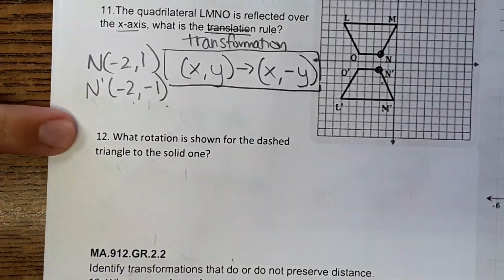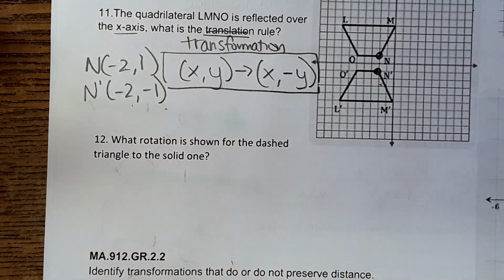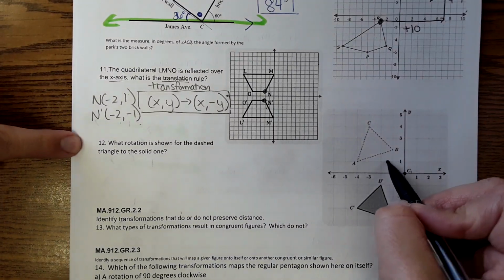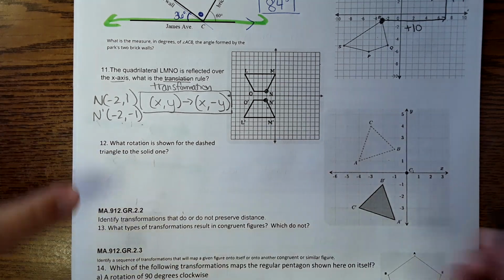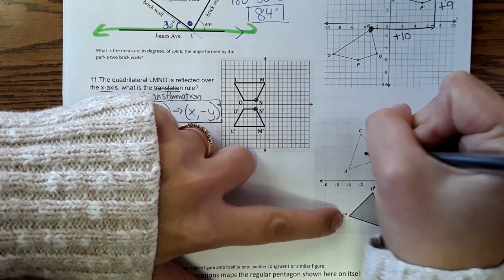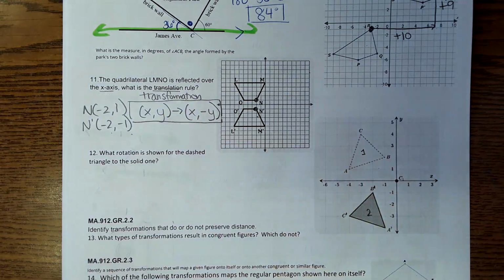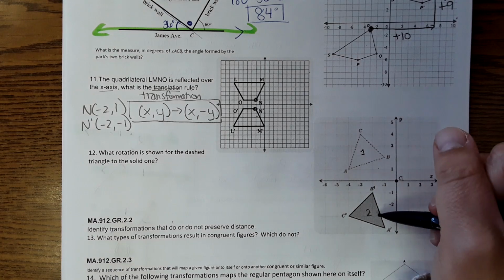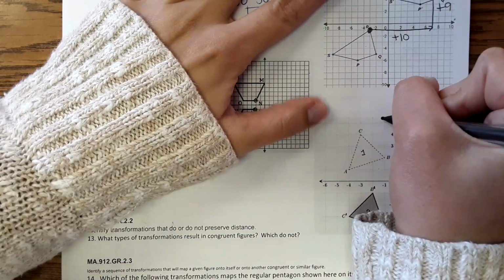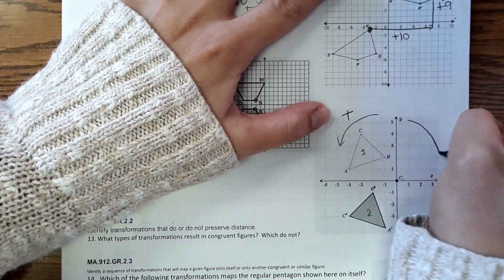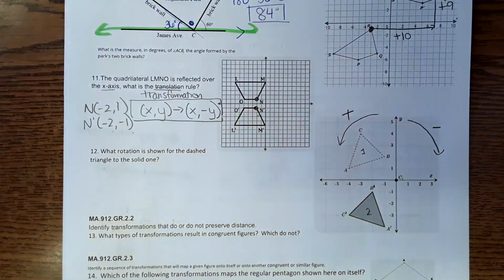Number 12. What rotation is shown for the dashed triangle to the solid one? So I'm going to zoom out so we can see the picture. Here's the picture over here. From the dashed to the solid one, and it does show the prime right here. So, okay, that's the second one. So it's going from here to here. Some of you might be able to see that right away. It's like a 90-degree turn this way. Remember, counterclockwise this way is a positive rotation, and clockwise is a negative rotation.